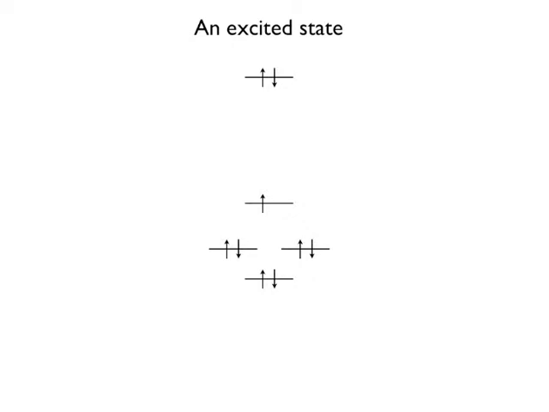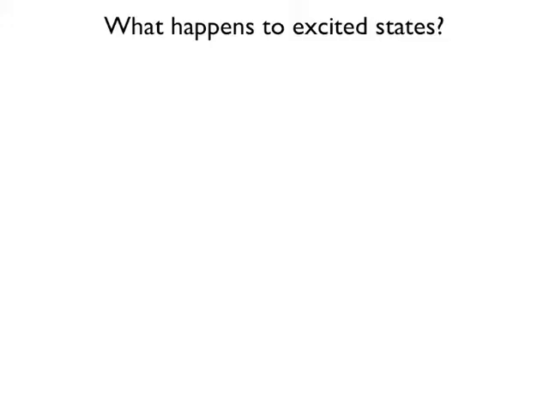forming an excited state. What happens to all these excited states? Do they just keep accumulating? Do we run out of blue dye molecules in their ground states? If we did, it wouldn't look blue anymore.